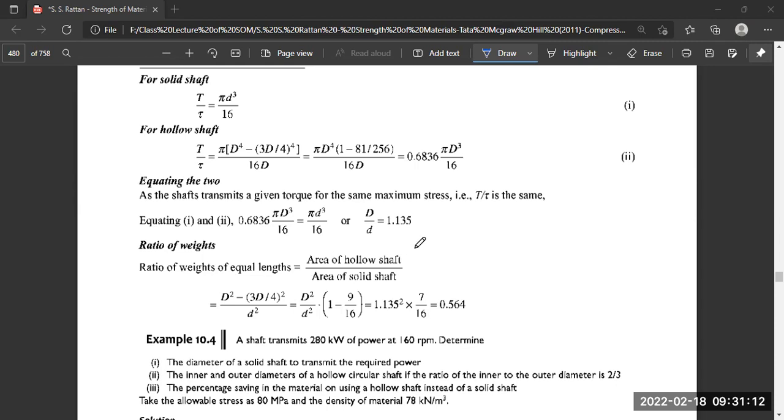So the ratio of the weights of equal lengths: their length is equal. The weight of the shaft will be area of the shaft multiplied by length multiplied by specific weight. The length is the same for both shafts, and the specific weight is the same because they are of the same material. So it becomes area of the hollow shaft divided by area of the solid shaft.